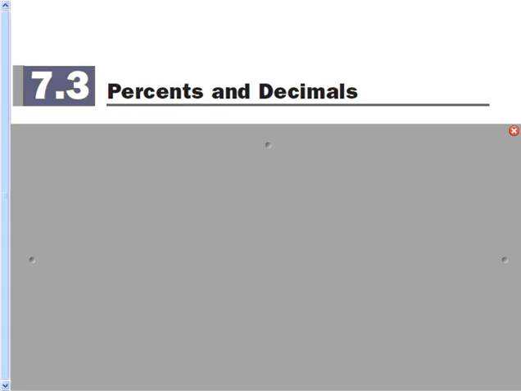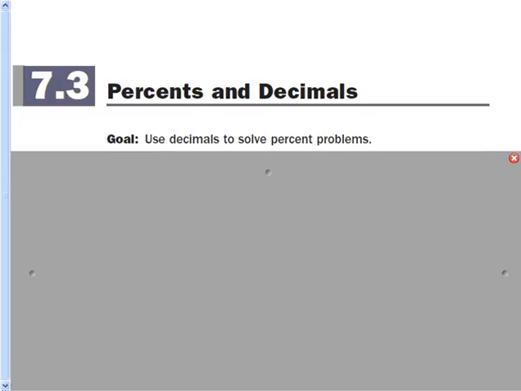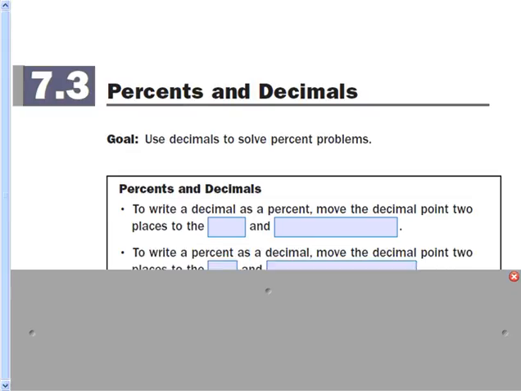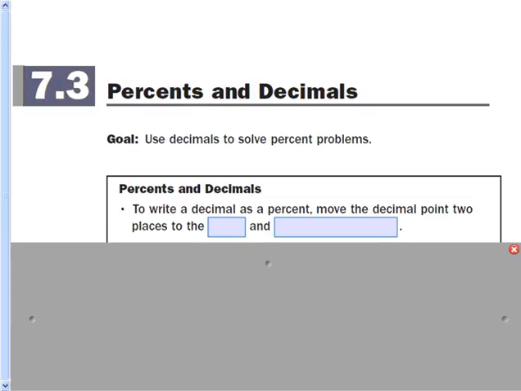So here I am in my note-taking guide now on the same lesson. Our goal is to use decimals to solve percent problems. And here's that summary we just looked at with some blanks, percents and decimals. To write a decimal as a percent, move the decimal point 2 places to the blank and blank. Now I could just copy this out of my book, but it probably would be more helpful to think, if I'm ever stuck on a problem, how will I remember this? Let's go back to that one we know so well. We know that the decimal 25 hundredths is equivalent to 25%.